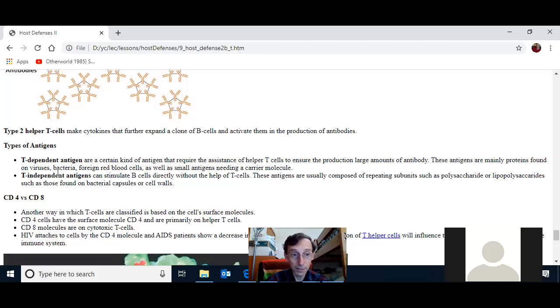And these are most of the antigens that you find on viruses and on bacteria, foreign red blood cells if you're ever given a blood mismatch, and then small antigens needing a carrier molecule, such as when someone makes an immune response against penicillin G. Okay? Any question about that?